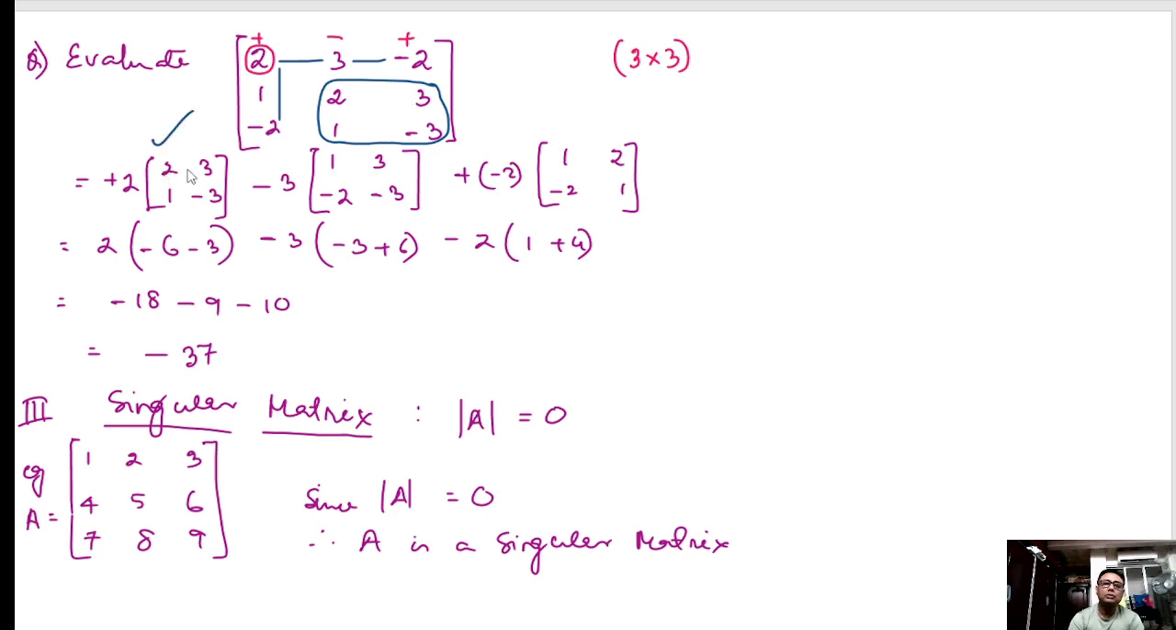Plus 2, so take 2, 3, 1, minus 3. Okay, so now when I choose 3, it has a minus sign. So there is a minus here. Clear? So now that means when I choose 3, I cannot choose the row of 3 and the column of 3. So what I have to choose is this much. So this is what I have chosen here.